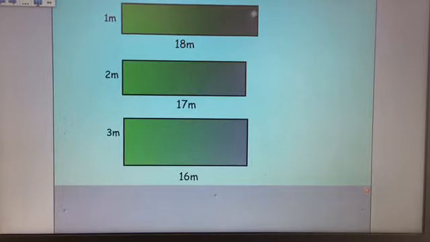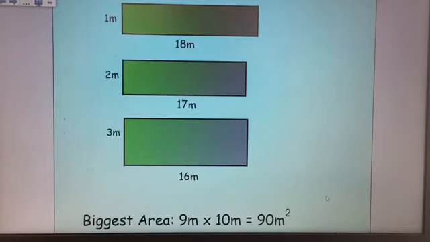So are you noticing a pattern? The longer, thinner rectangles give you the same perimeter with a smaller area, and the shorter, fatter ones have the same perimeter but with a bigger area. So with a perimeter of 38, hopefully you worked out that the biggest area you can have is 90 meters squared.